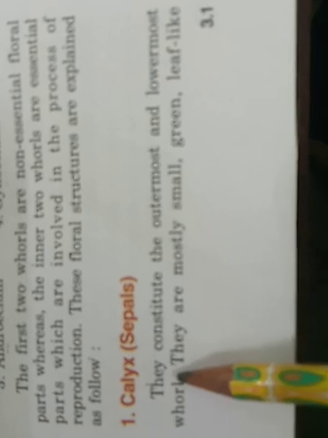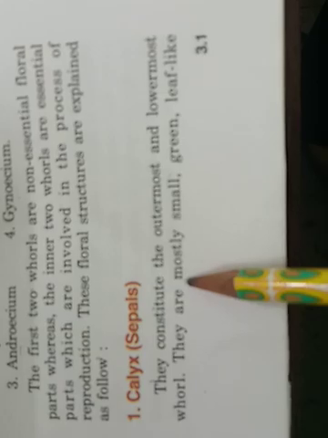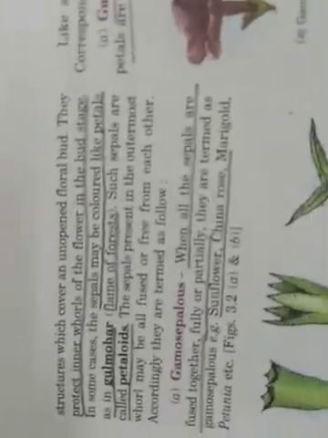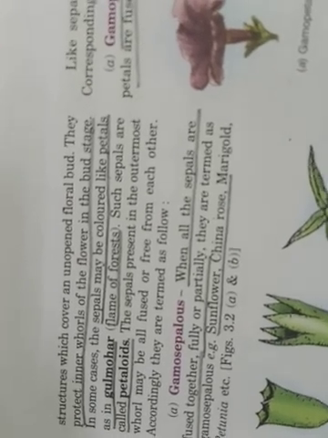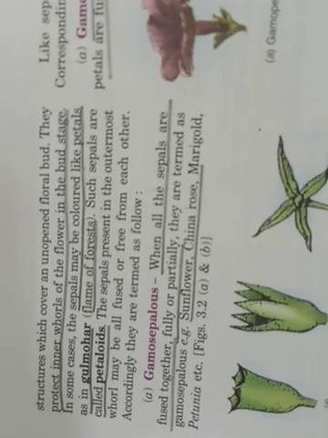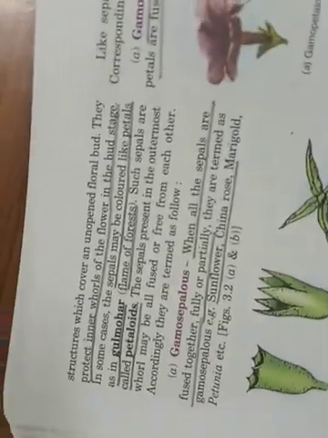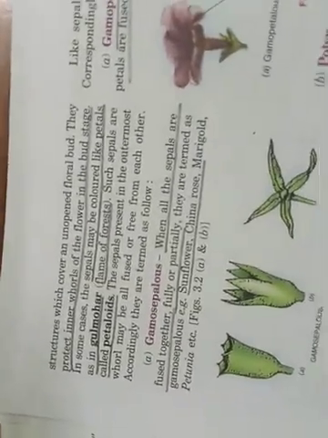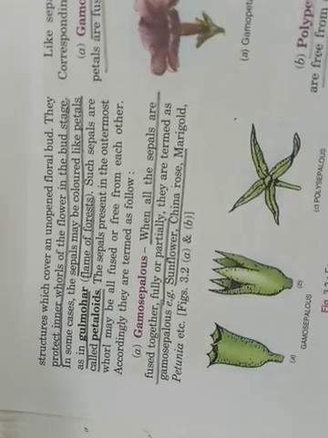Calyx constitutes the outermost and lowermost roll. They are mostly small, green, leaf-like structures which cover an unopened floral bud. That means the calyx is made of green leaf-like structures. They are green in color and they cover an unopened floral bud. That means they surround the bud. They protect the inner rolls of the flower in the bud stage.